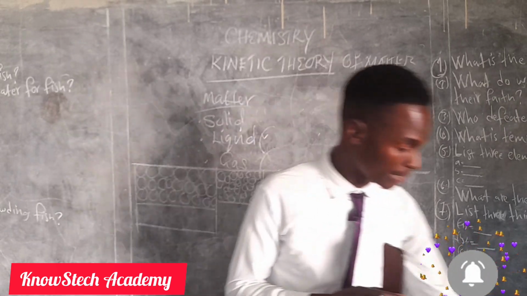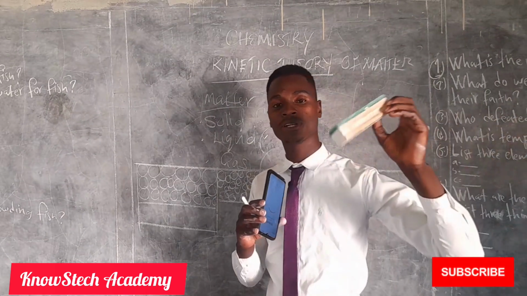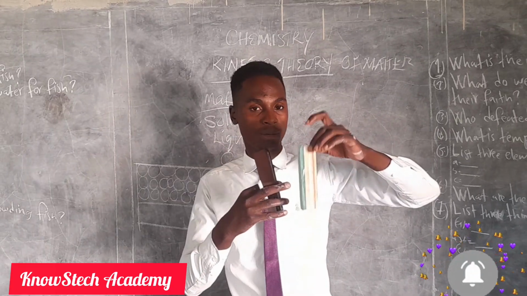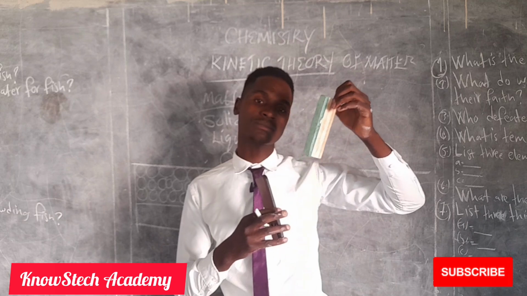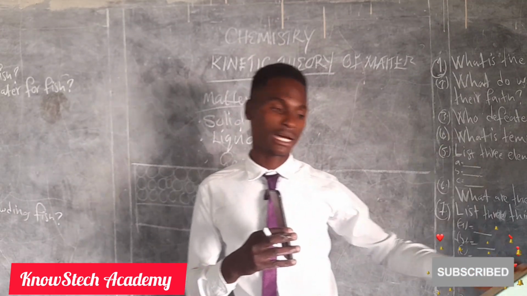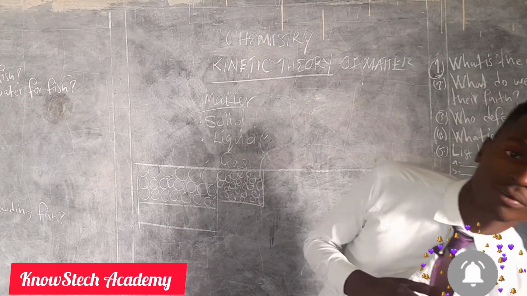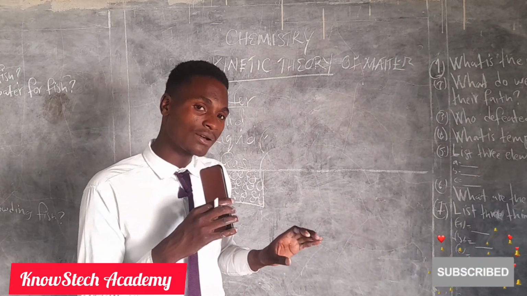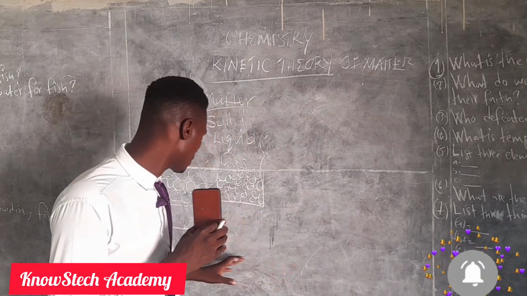Okay, let's say this one is a bottle. If we put liquid in this bottle, it will take the shape of this. So liquid has no fixed shape. It takes the shape of a container. In terms of compressibility, it is slightly compressible.